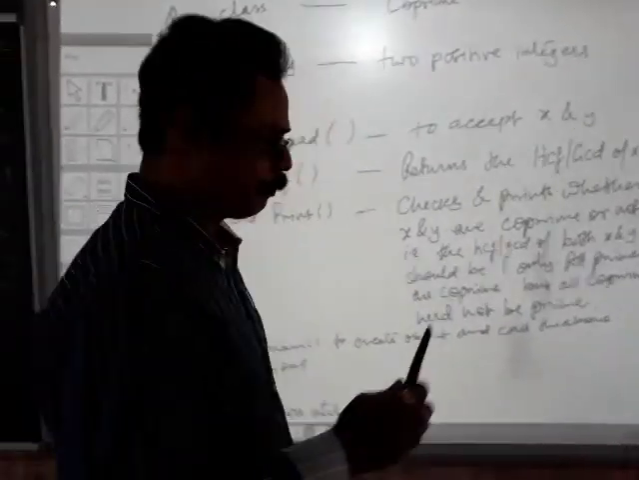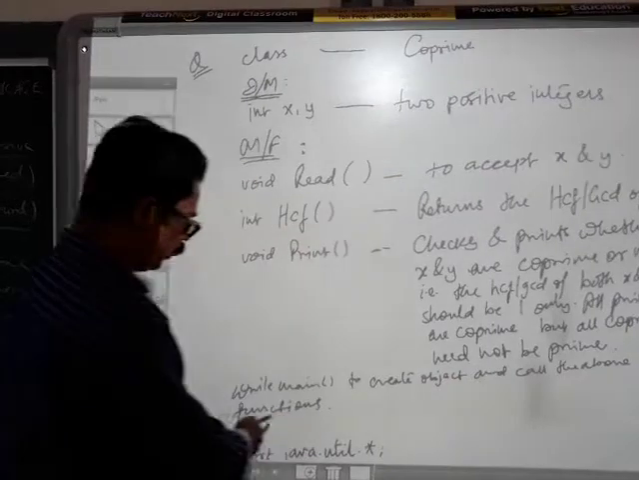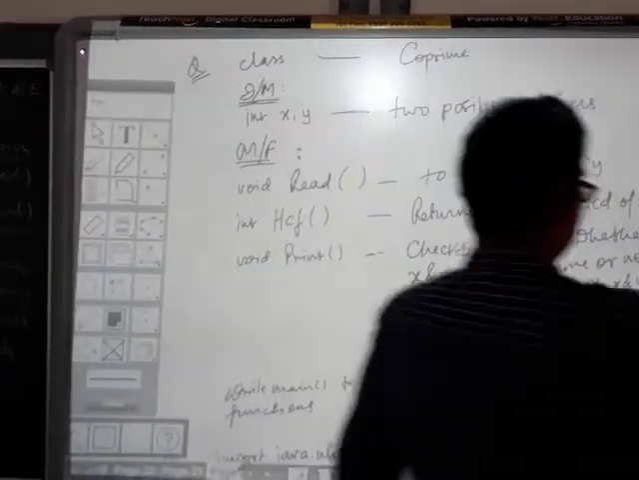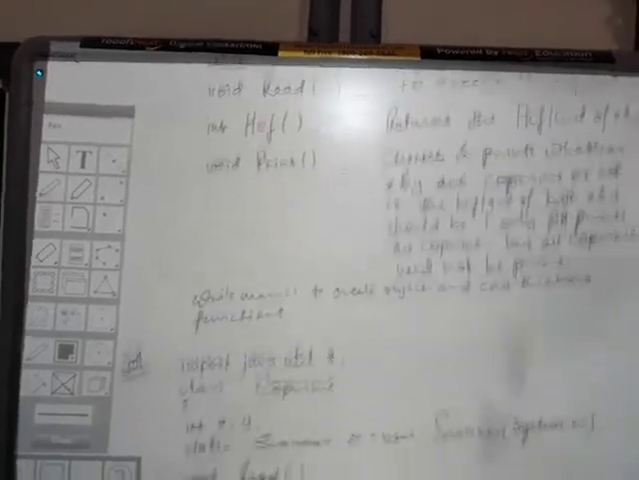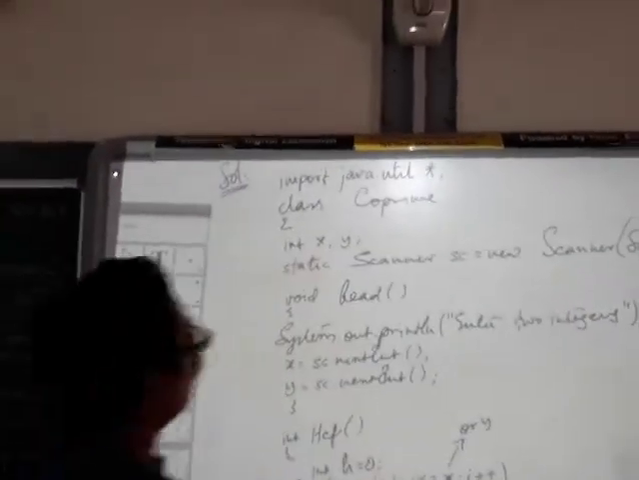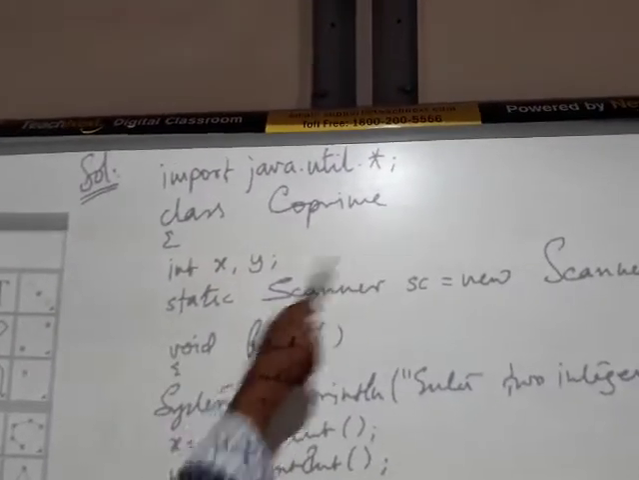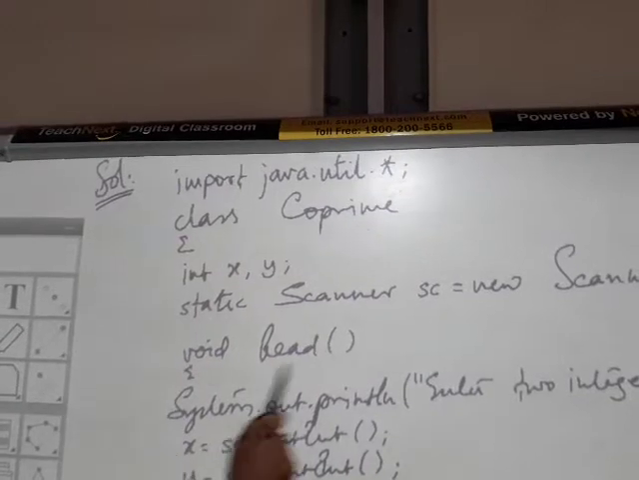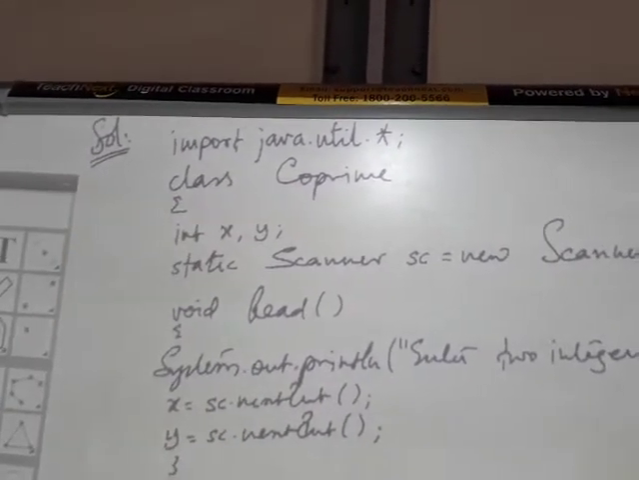So now what happens here? Write a main method to create an object and call the above functions. So let's see the solution. This is what the Coprime class looks like, with the instance data members, scanner object, then the first function read. We have to accept 2 numbers. So you accepted 2 numbers. Then what happens?